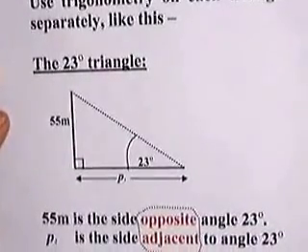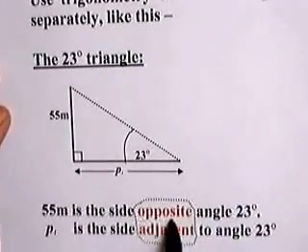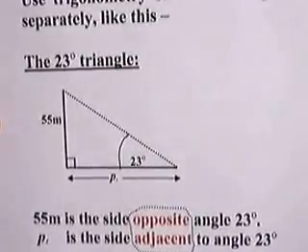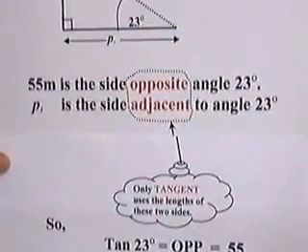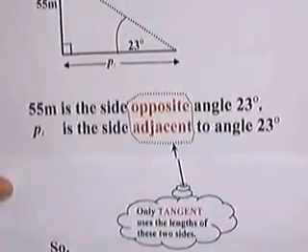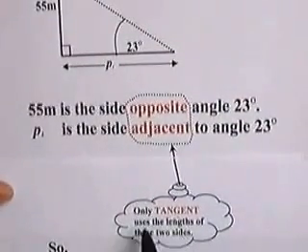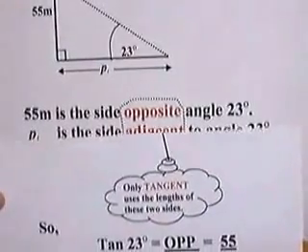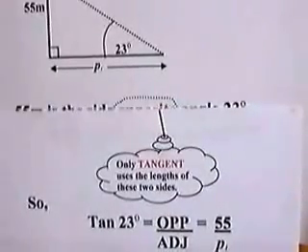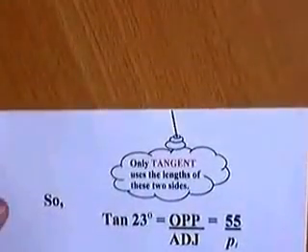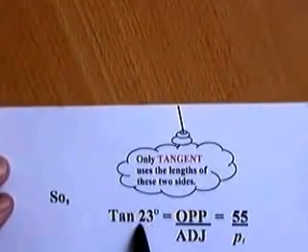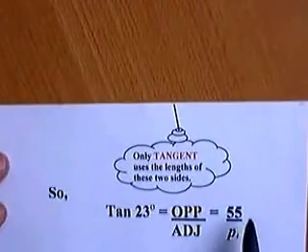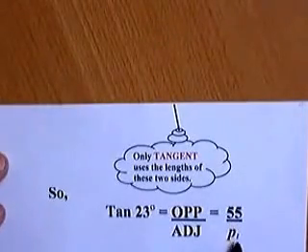Well, which trigonometric ratio uses only opposite and adjacent? Well, which one is it? Very good. It's tangent. Only tangent uses the lengths of these two sides. And so we can immediately write the following. We can say that the tangent of 23 degrees is the length of the opposite side divided by the length of the adjacent side. Well, that is 55 divided by P1.